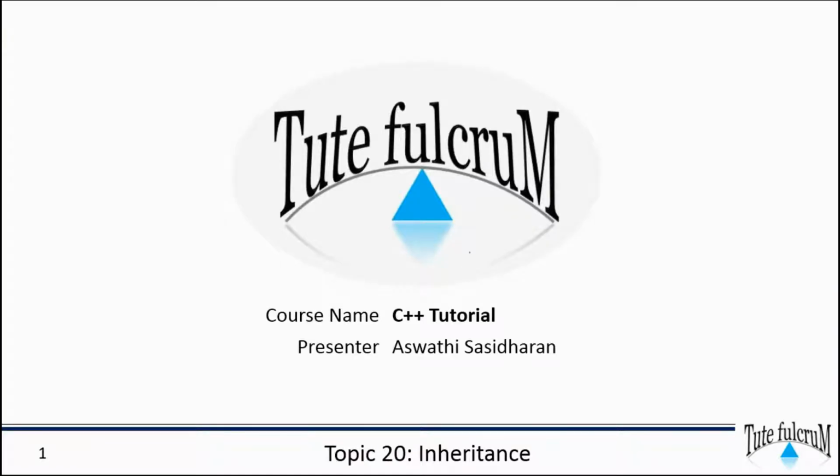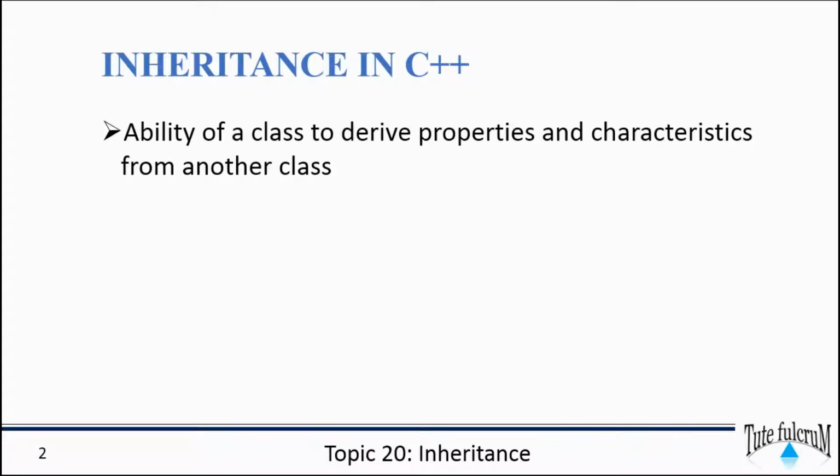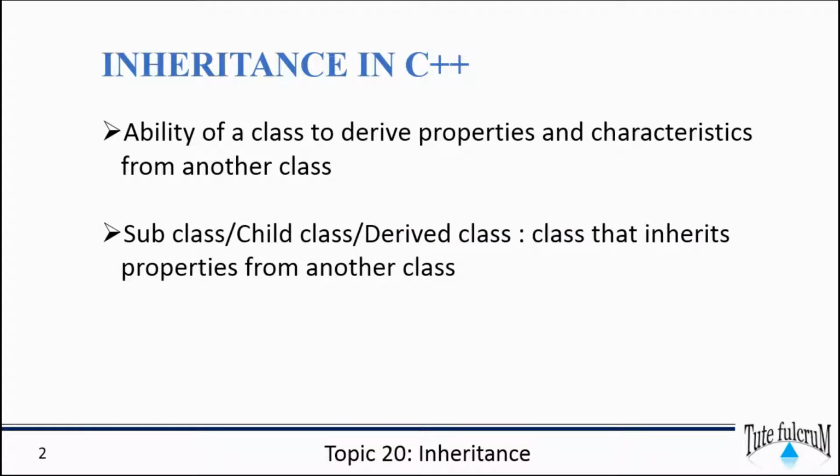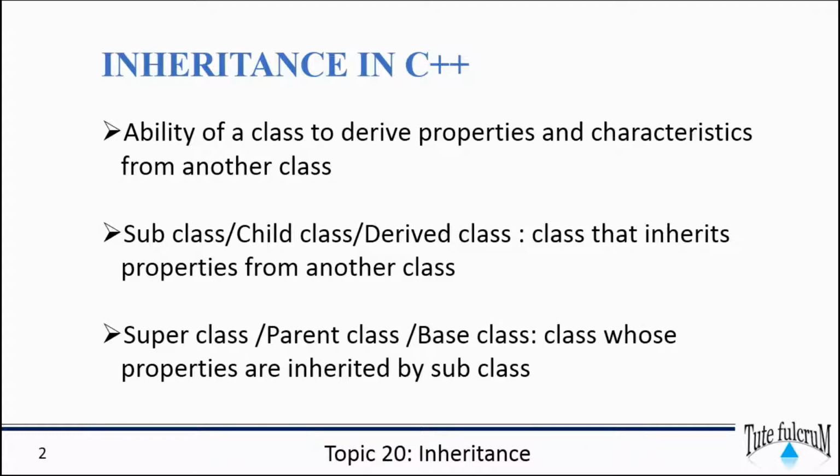Inheritance in C++. The ability of a class to derive properties and characteristics from another class is called inheritance. It's one of the most important features of object-oriented programming. The class that inherits properties from another class is called the subclass, derived class, or child class. And the class whose properties are inherited by the subclass is called the base class, superclass, or parent class.